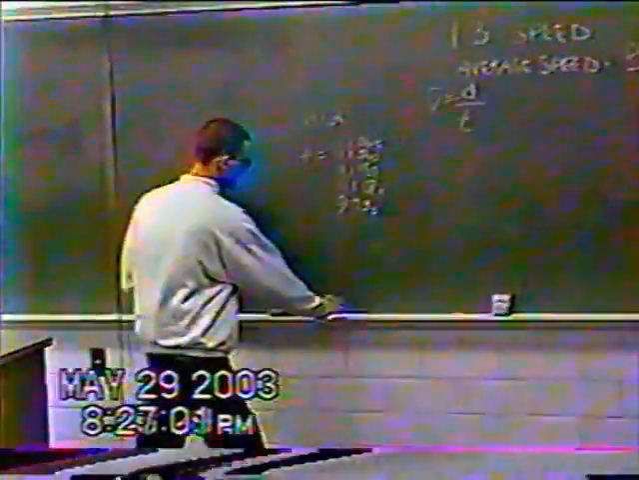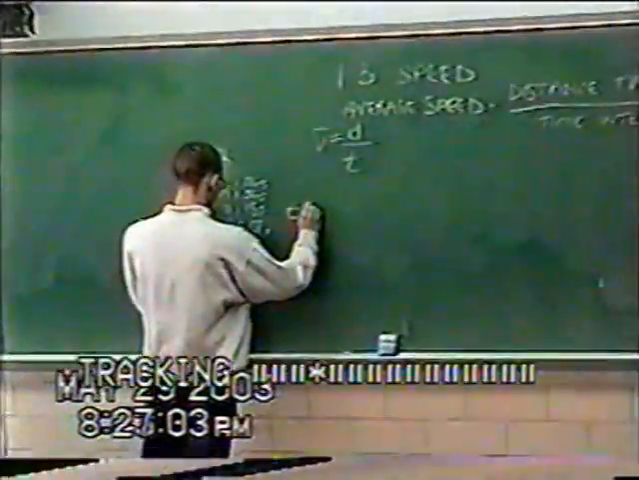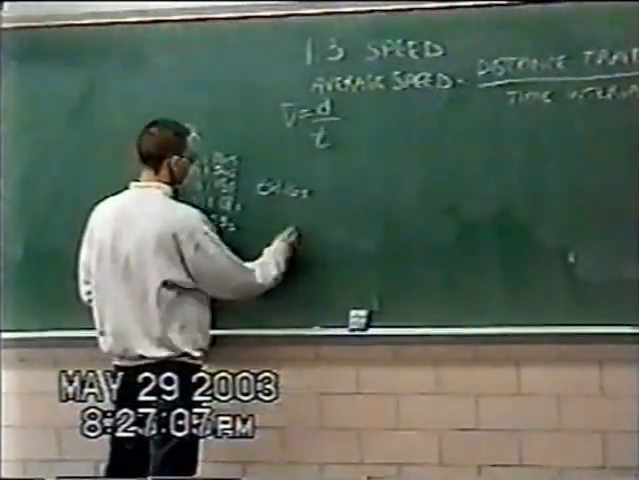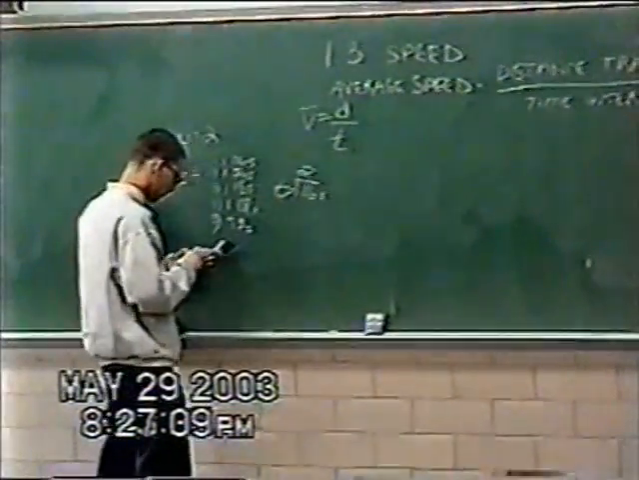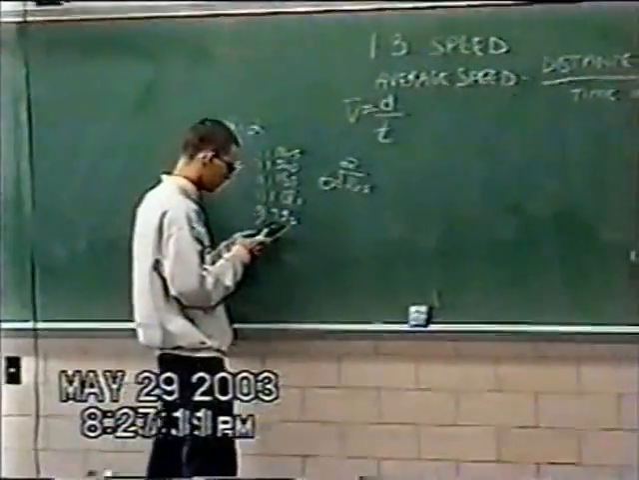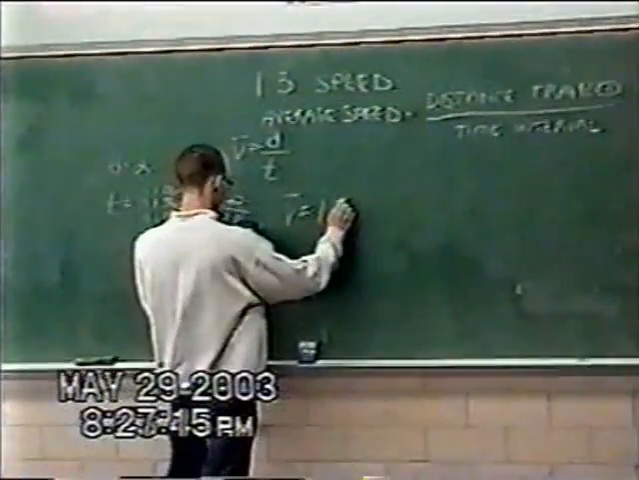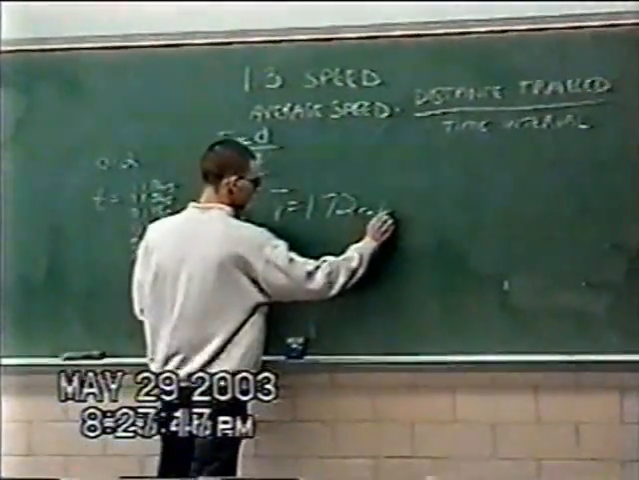The average time is 1.16 seconds. So 2 divided by 1.16, the average velocity equals 1.72 meters per second.